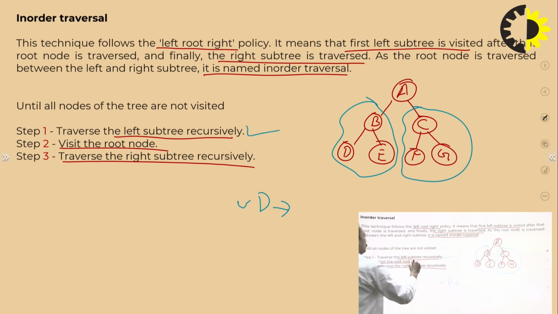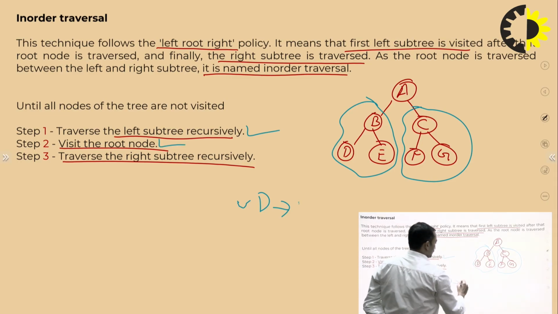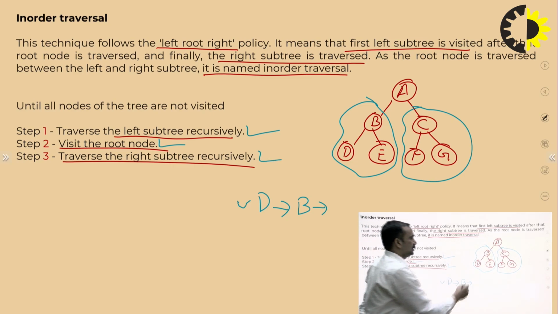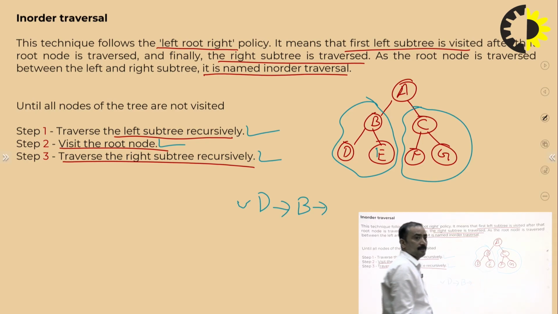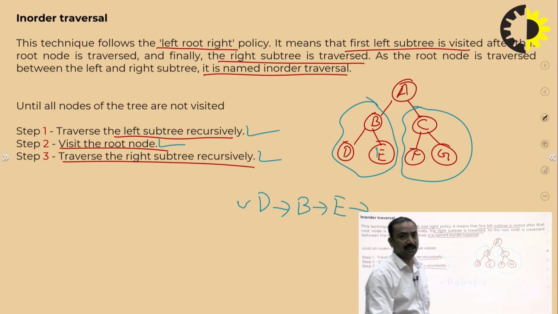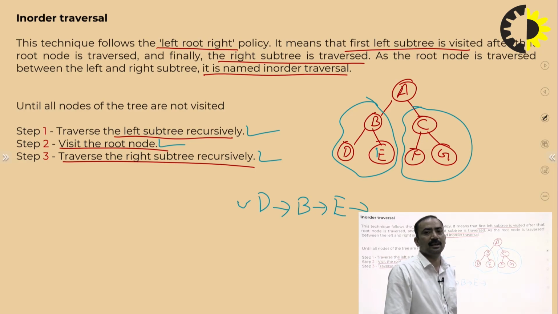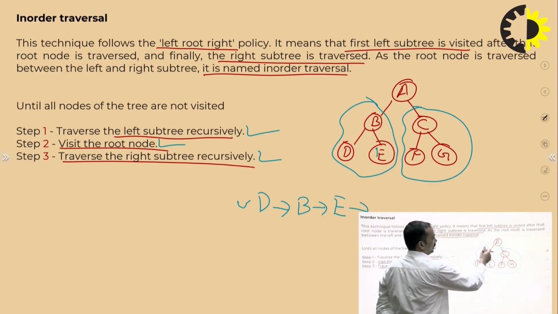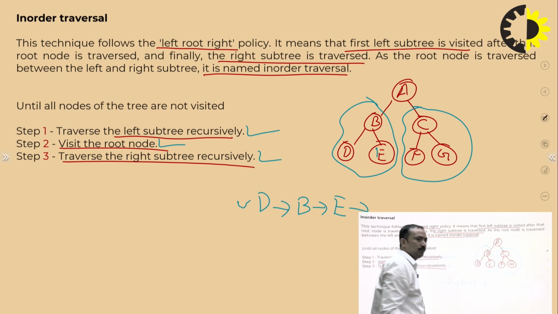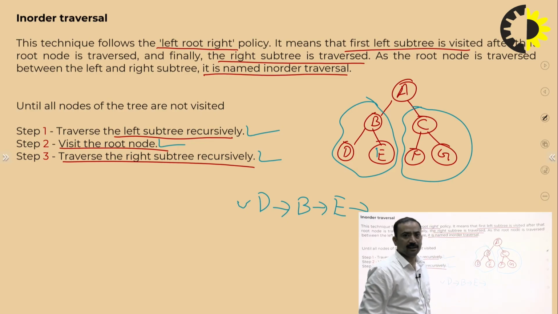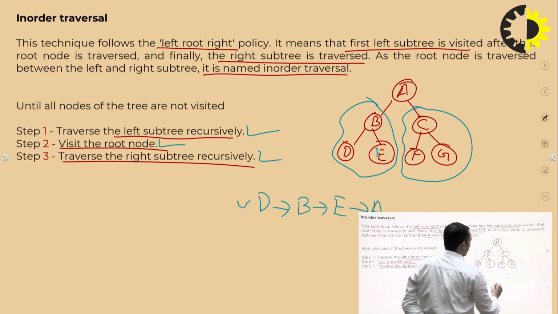Now we have to visit the root node, that is B. After that, traverse the right subtree recursively. We visit E, a single node, a leaf node that doesn't contain any children. So D, E, and B. Again, move to the root of this left subtree, so visit A as the root of this subtree.